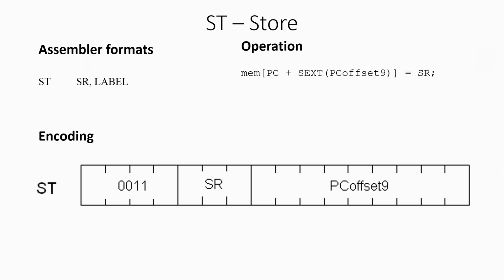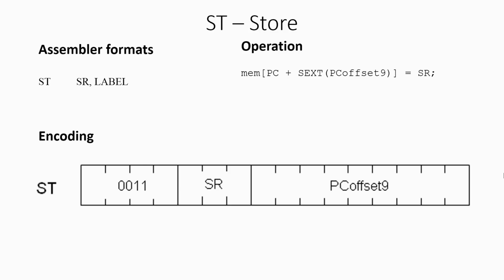Next up is the store LC3 instruction, which has the opcode 0011. When the store instruction is encountered in a program, the contents of the register specified by SR are stored in the memory location whose address is computed as follows. Sign extend bits 8 through 0 to 16 bits in length, and add the resulting value to the incremented PC. Hence, the store instruction is PC relative, just like the load instruction.